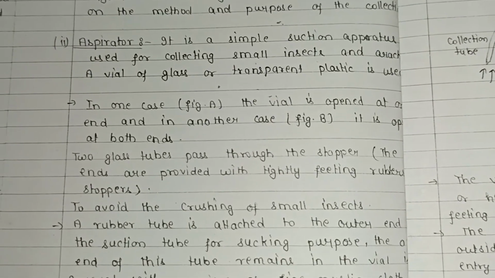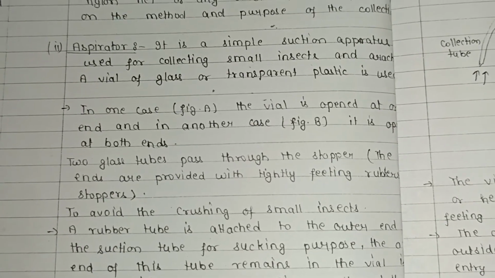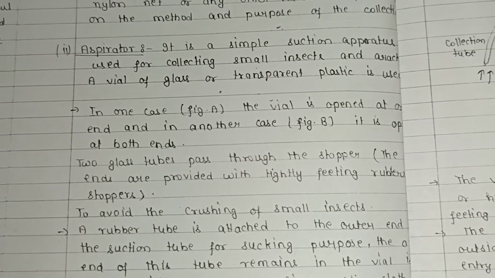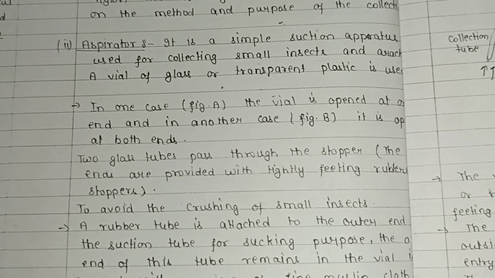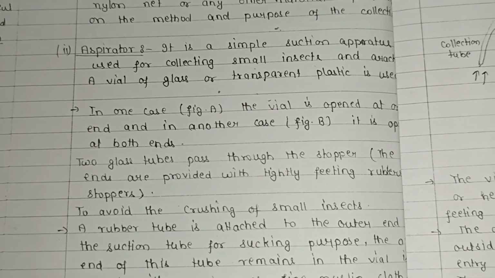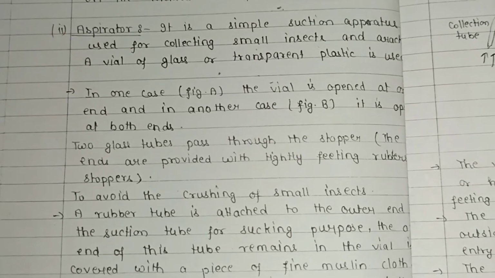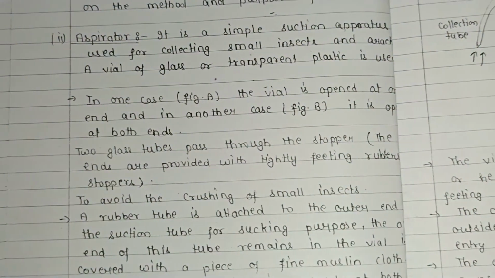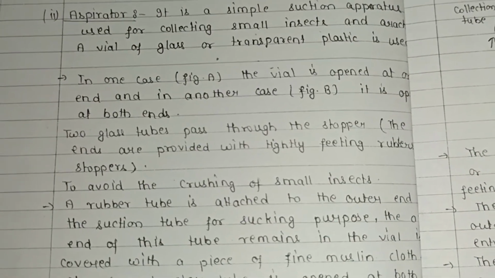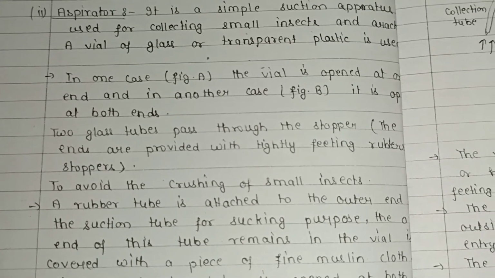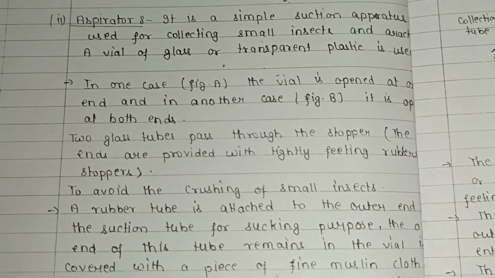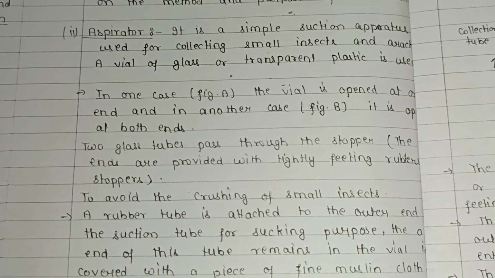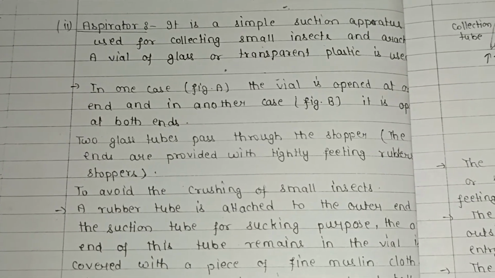Then another device is aspirator. It is a simple suction apparatus used for collecting small insects and the arachnids. A vial of a glass or a transparent plastic is used. So now, what is a vial? A vial is basically a small container, typically cylindrical and made of glass and used especially for holding liquid medicines, etc. So it is utilized here.